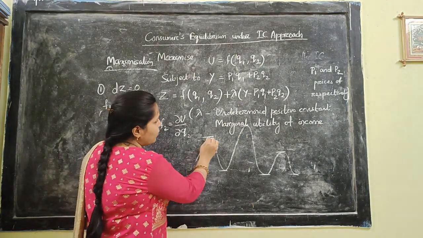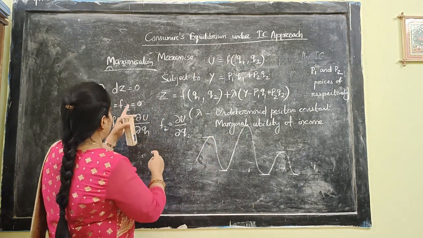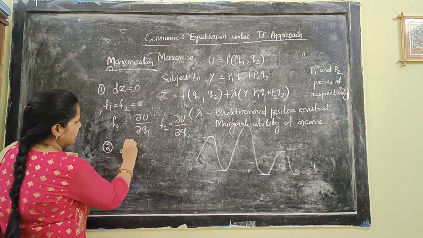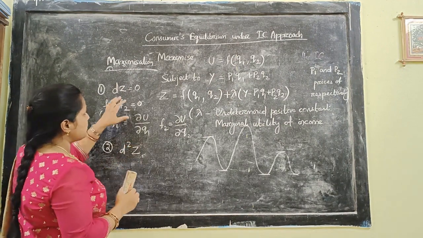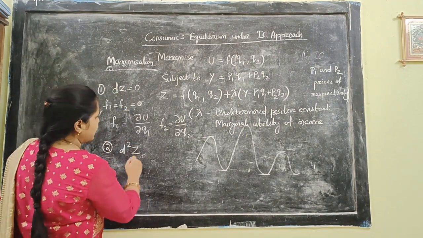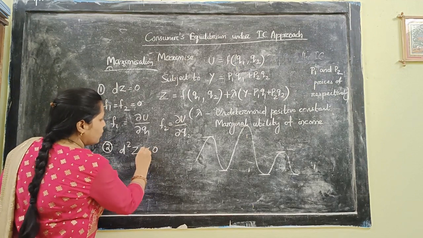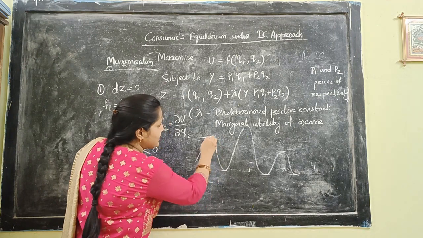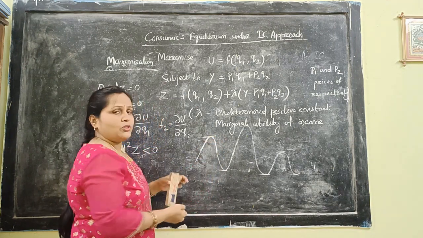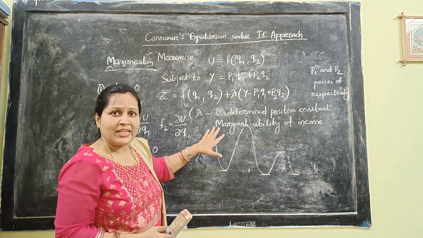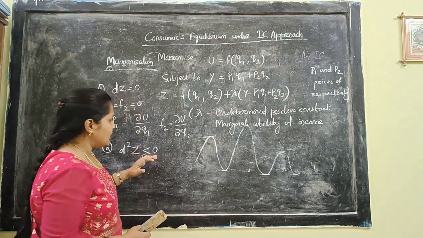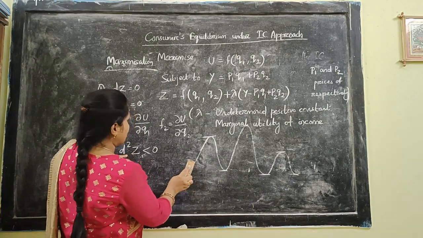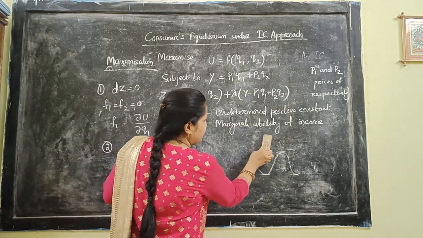Second order condition means that for maximization, d square z, the second derivative, should be less than 0. It is falling after this point, reaching this point of maximum. That is why d square z should be less than 0, right? So this is the second condition that should be satisfied.